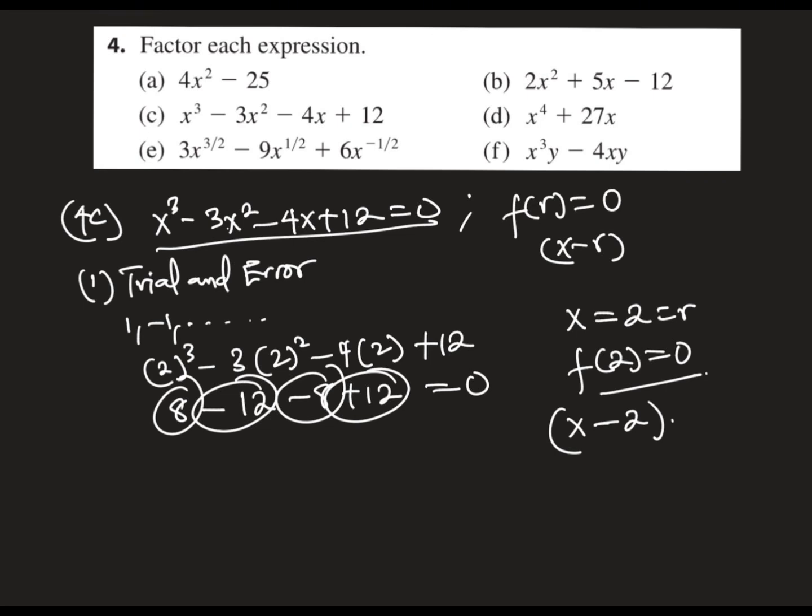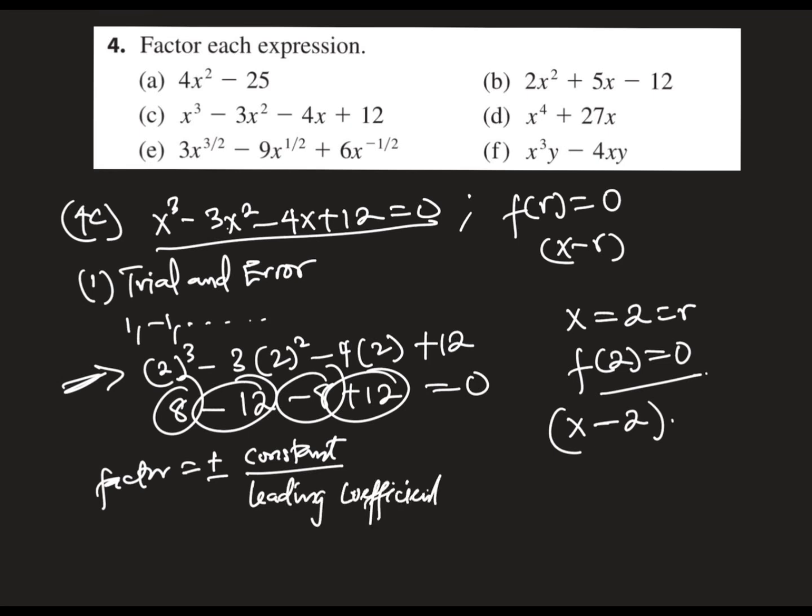The second method, they kind of work together. To use the trial and error method, to know the numbers to try, you can use this: factor equals plus or minus constant divided by leading coefficient. So not just the constant, but their factors. Factors of the constant divided by factors of the leading coefficient.